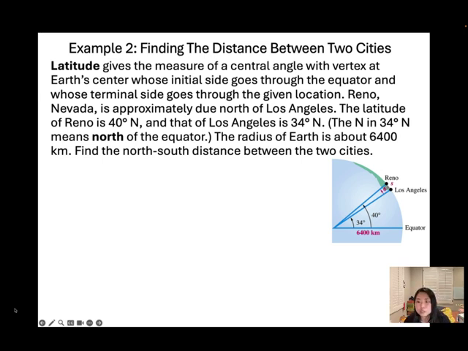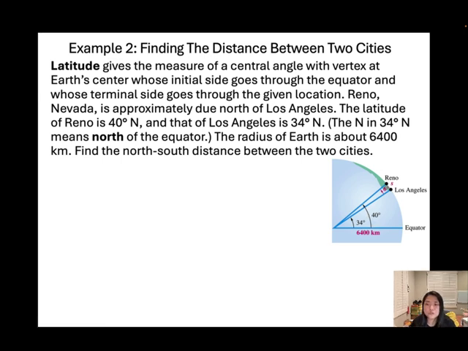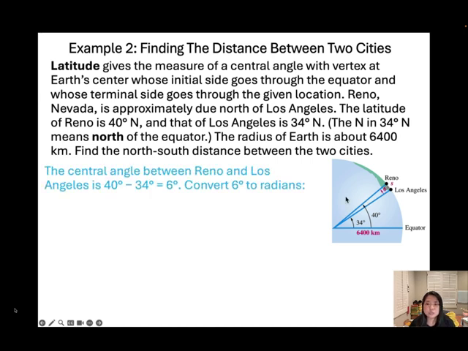So you can see we have the 34 and 40 degrees here. Let's find the difference. We're going to use 40 minus 34 degrees, which is 6 degrees here. And then we want to convert the degrees into radians. Use your calculator. You should get pi over 30 radians.